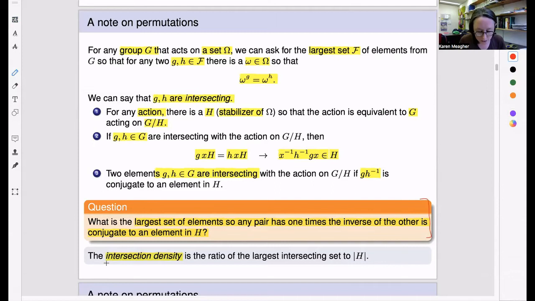So we've defined the intersection density to be the ratio between the largest that's possible to the size of H. So if the intersection density is 1, H is our biggest, and we say it has the EKR property. And if the intersection density can be bigger, then we've got something bigger than H that is still intersecting with the action.